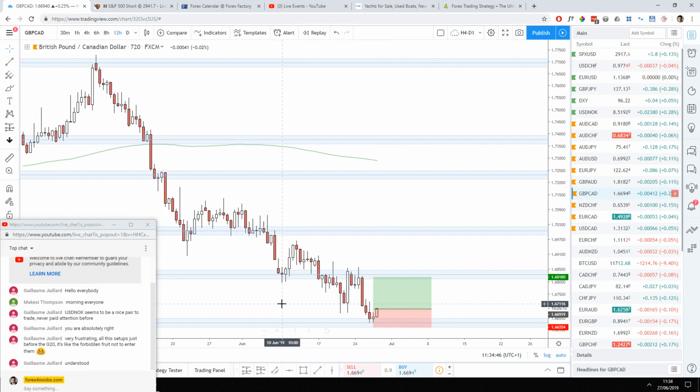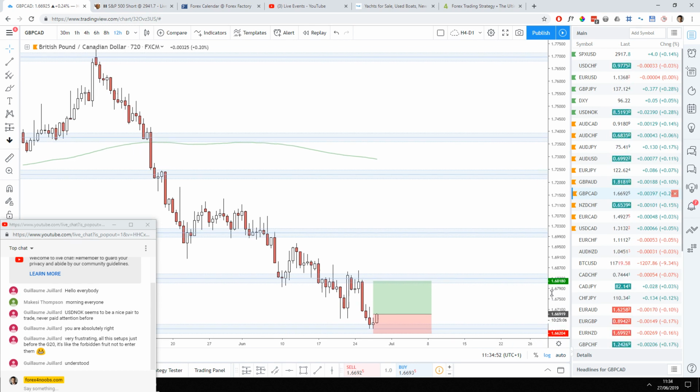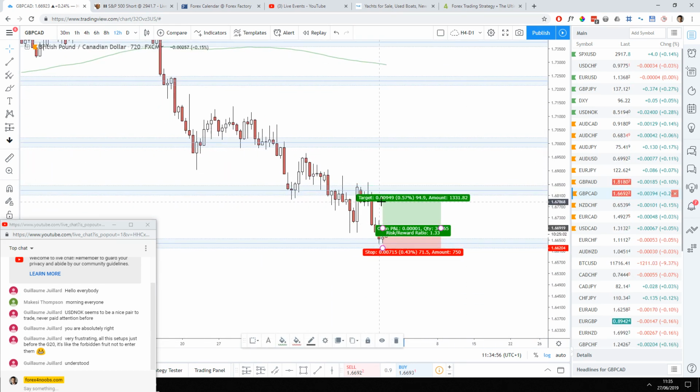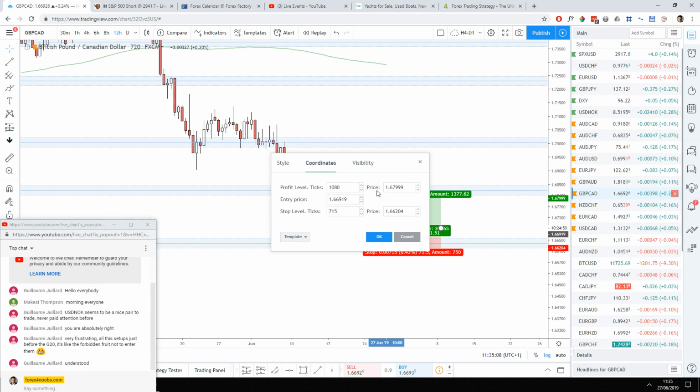Like GBPCAD, this is just triggered. So if you think this trade's right for you, feel free to go long, right? I made a mistake with the target on this one. The target should be 1.5. It's counter to a heavy trend. So with this one, you'd probably want to get in around about now with a target at 1.6799. Stop loss around about 1.6620.